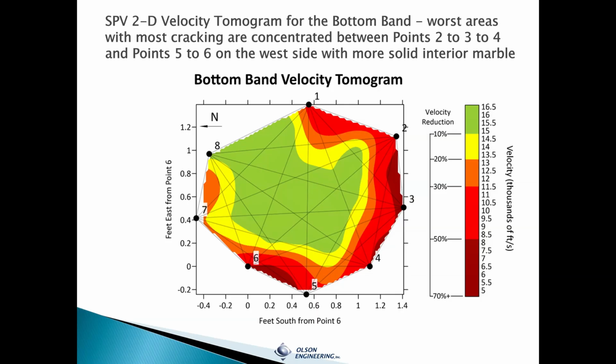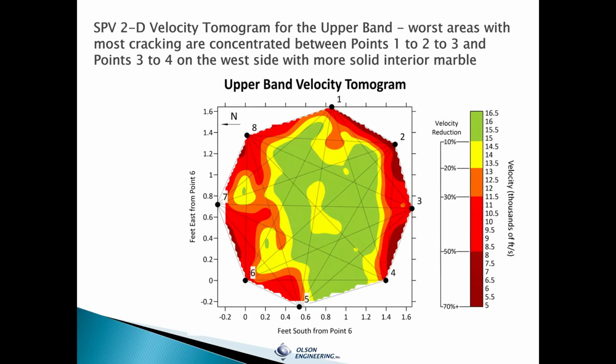The darkest red areas show the places where there are over 50% velocity reduction and the worst cracking, which are between points 2, 3, and 4, and then 5 and 6, with a mostly solid interior. Here is another example from the upper band velocity, again with the worst cracking on the outside perimeter and a mostly solid interior.